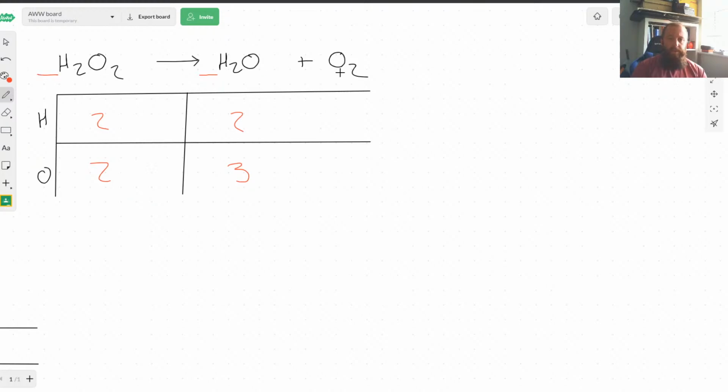We can put the numbers in front, remember? So let's start off by putting a 2 here and see what happens. That gives me 2 times 2 is 4 hydrogen. I've now got 2 oxygens here and 2 oxygens here. That makes that 4. Just put a 2 there. One more.